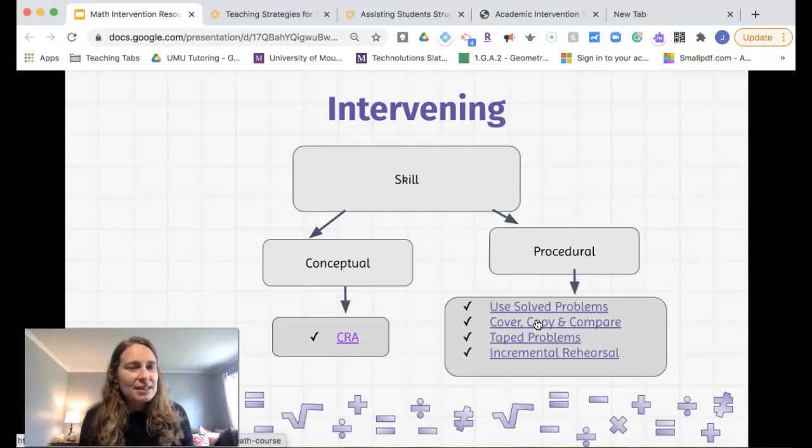So I think that's something that can really be easily done in a classroom these days, with how we're used to teaching and how students are now used to learning in a little more independent, virtual way. And then incremental rehearsal is a really good strategy as well. I can see this being really beneficial at that lower end of middle school.